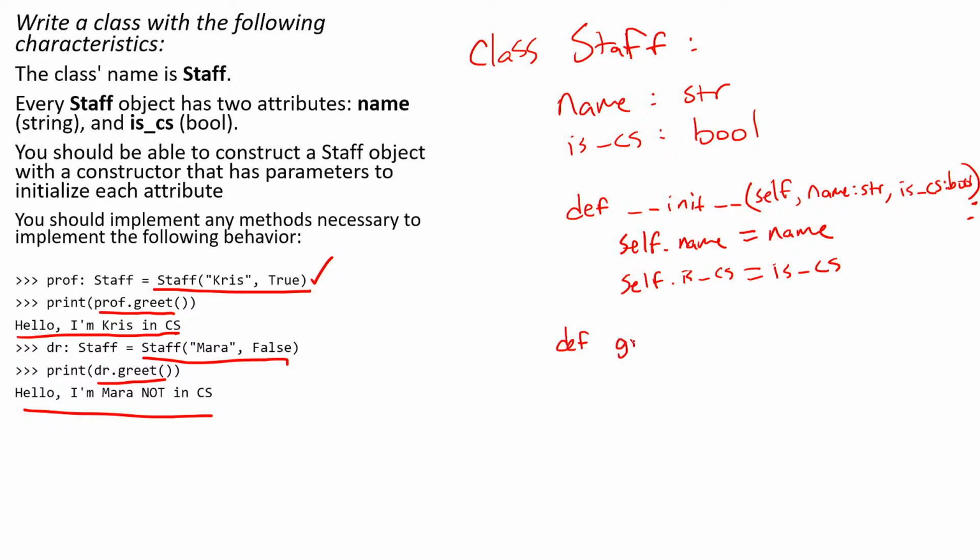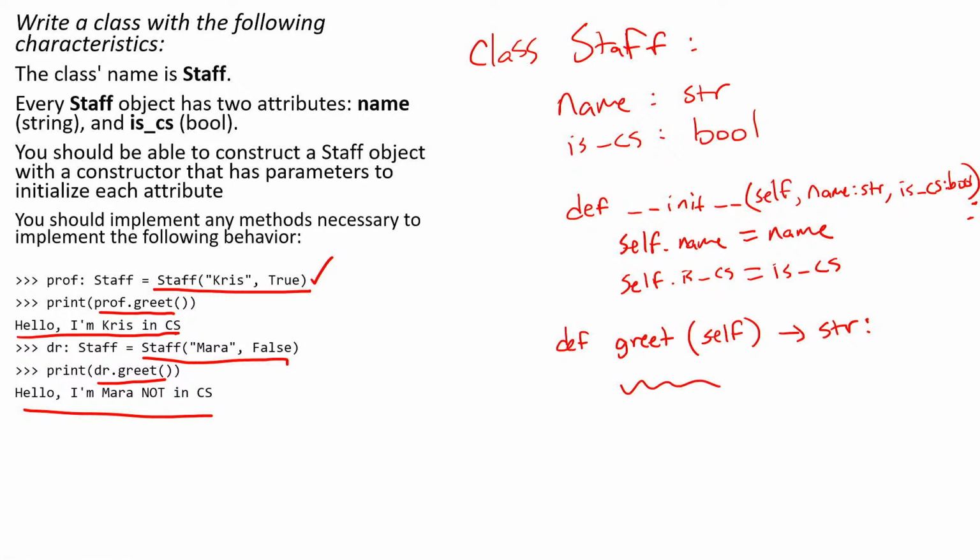Greet is the name. And our only parameter is the self parameter. We define this on methods. And this is a function that returns a string, ultimately. So we still have more work to do. We haven't implemented this yet.